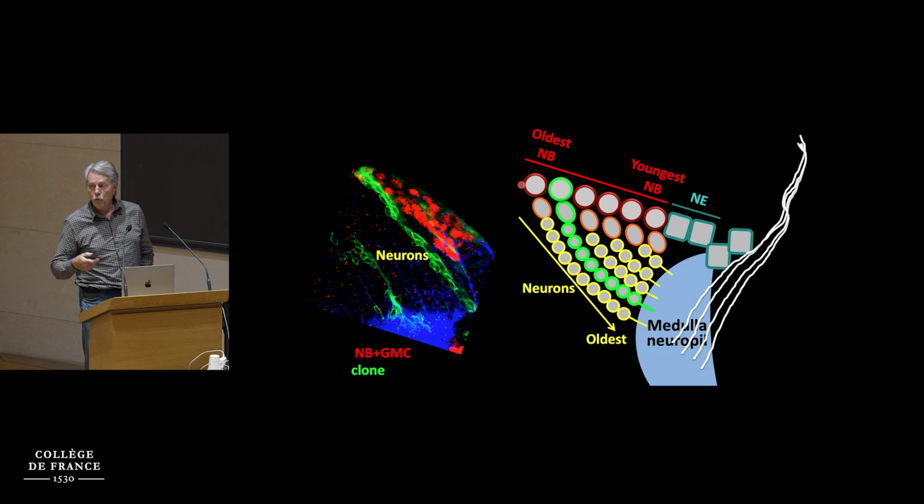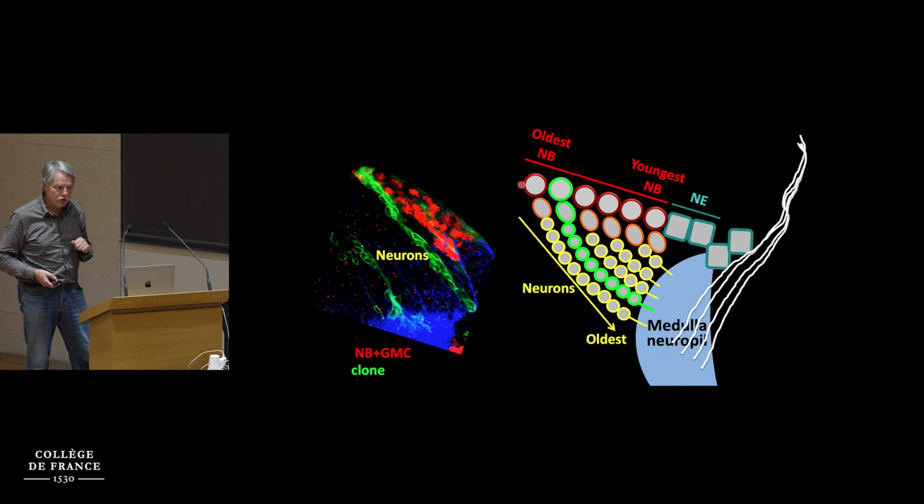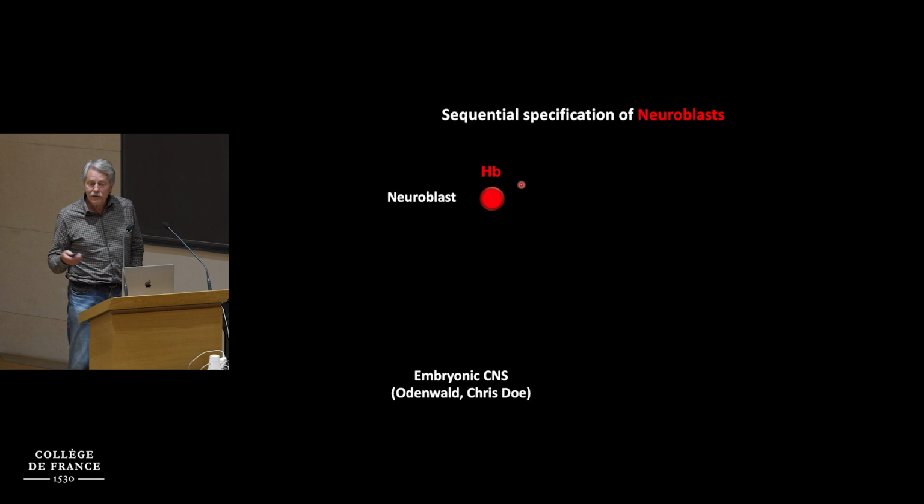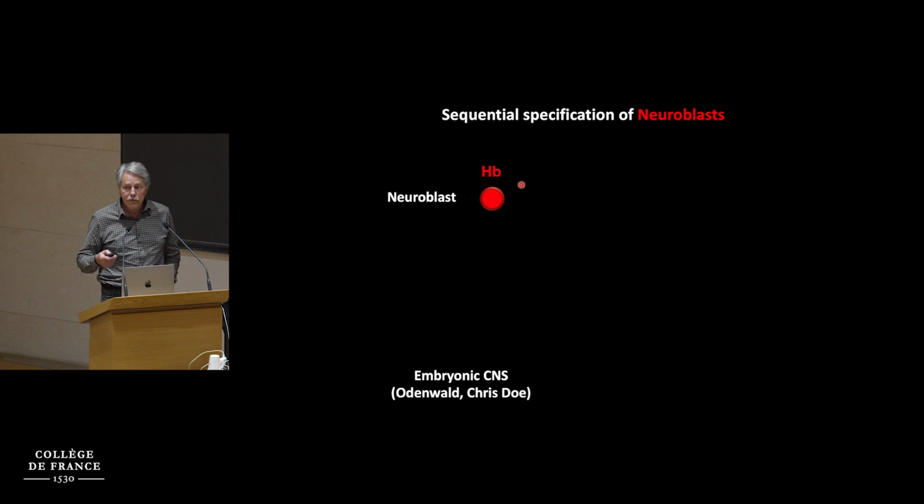So now the question is, if my proposal is right, these neuroblasts produce 20 cells that are all going to be different from one another, to be able to produce all the neurons that surround each one of the colonies. How can one stem cell produce 20 different types of neurons? And we didn't know anything about that until about 25 years ago. My colleagues Chris Doe and Odenwald came out with a very nice model, what they call the temporal patterning of neural stem cells. Very simple.